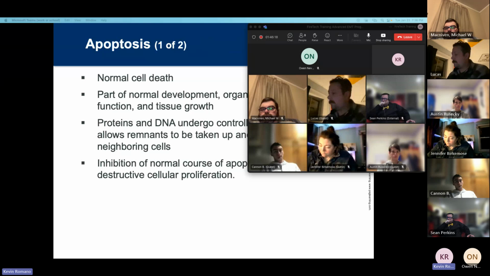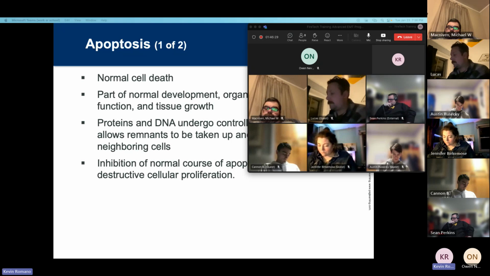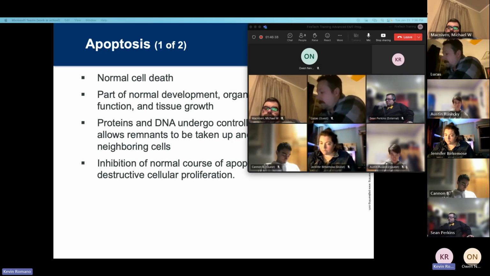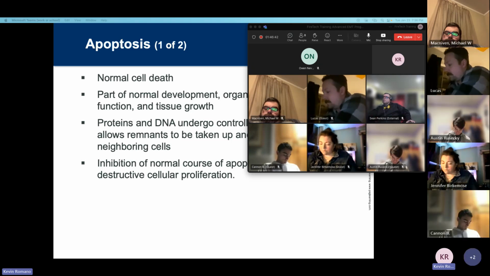All right, so apoptosis is normal cell death, genetically programmed into the cells as part of normal development, otherwise known as organogenesis, immune function, and tissue growth. Proteins and DNA undergo controlled degradation that allows their remnants to be taken up and reused by neighboring cells. See, they do share.